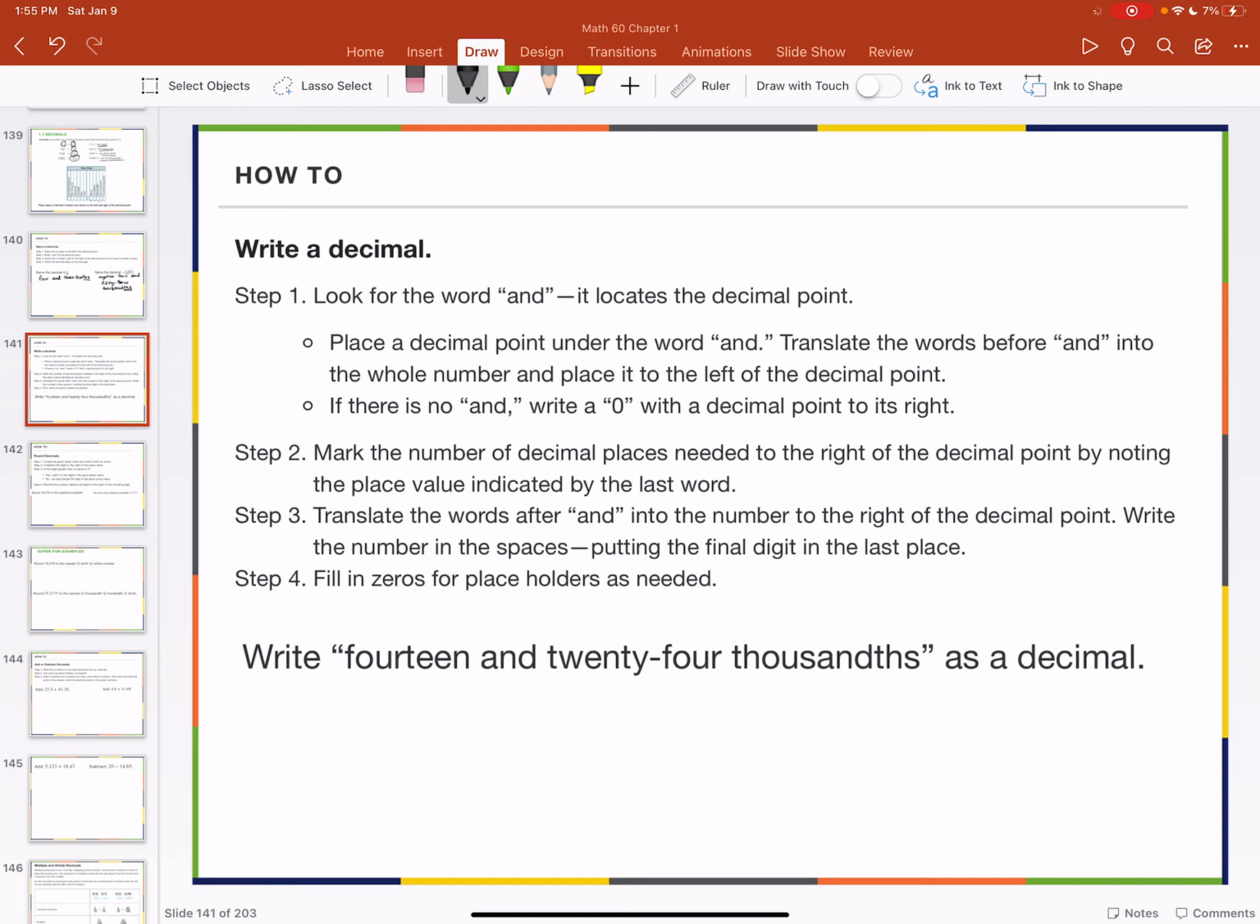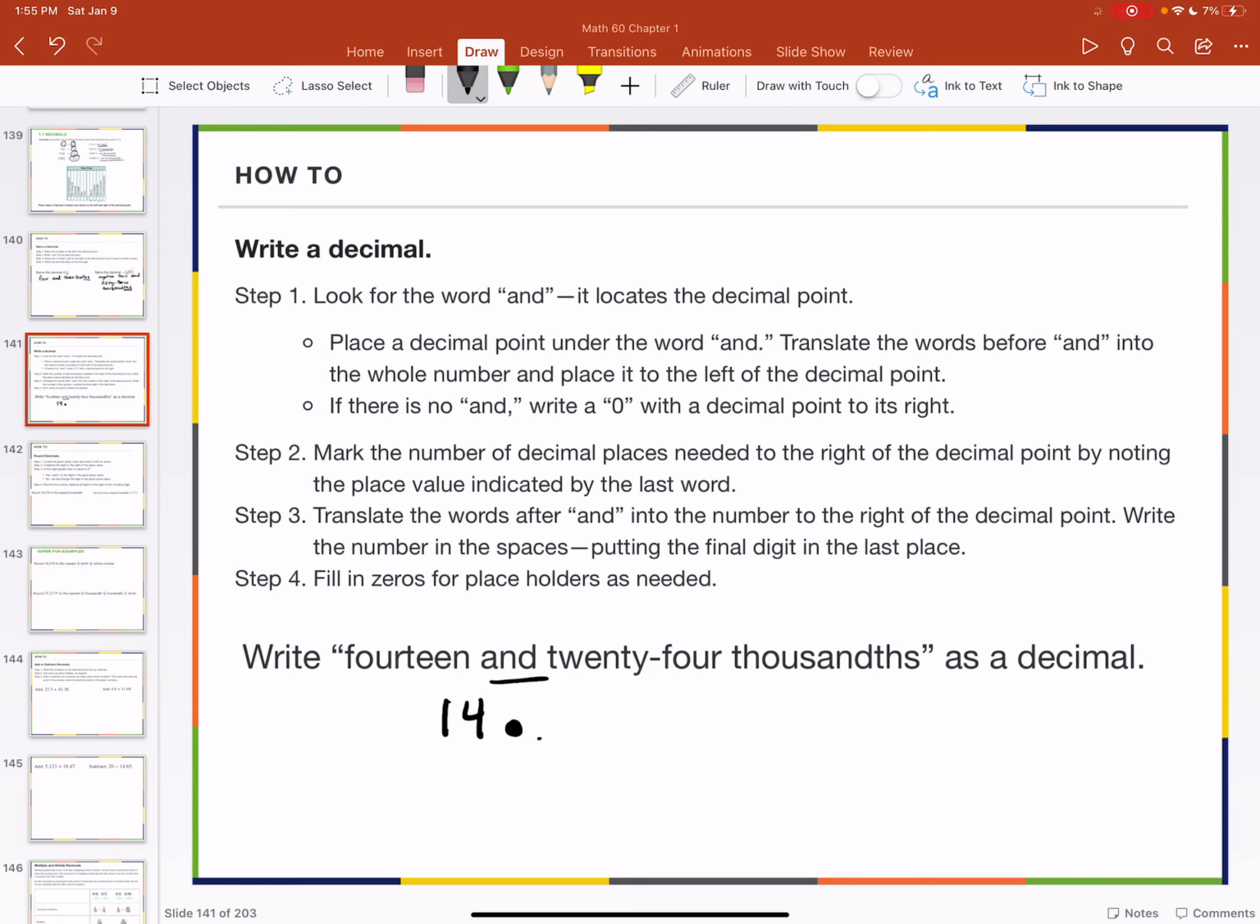Okay, so how do we write the decimal if we're given a word? First we look for the word "and", because that's going to give us a decimal point. If we have the phrase here, we put a decimal point where the word "and" goes. The words before that, that's 14, so that's the whole number part. And the words to the right are the decimal part, so 24 thousandths.